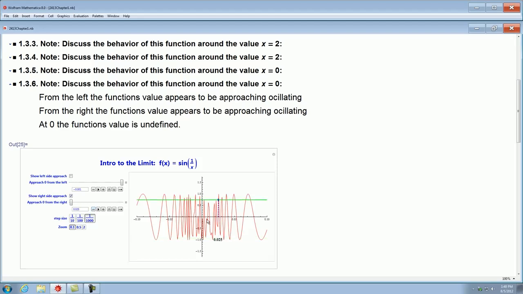Now it looks all jaggedy here, and that's just because there are some limitations to the software. It's having trouble figuring out what's happening in here. But for us, what we need to keep in mind is that our function's not approaching any value like it had been previously from the left to right. It just keeps on oscillating up and down. So that's what I say here. From the left, we're oscillating. From the right, we're oscillating. And at 0, the function is undefined.